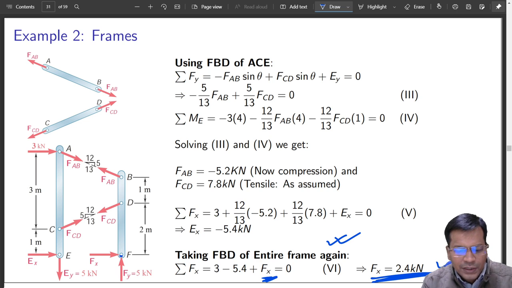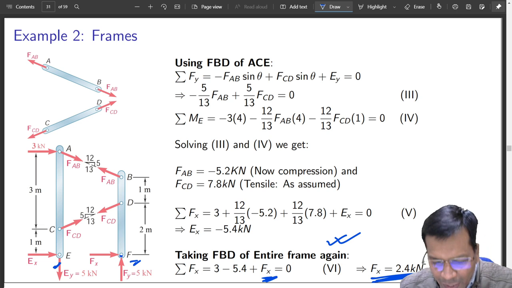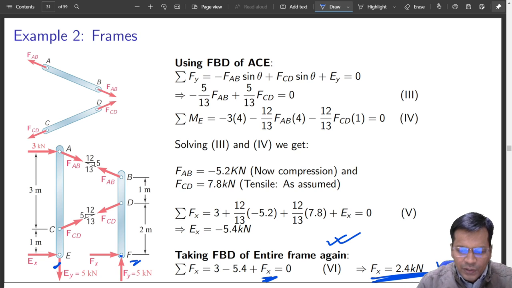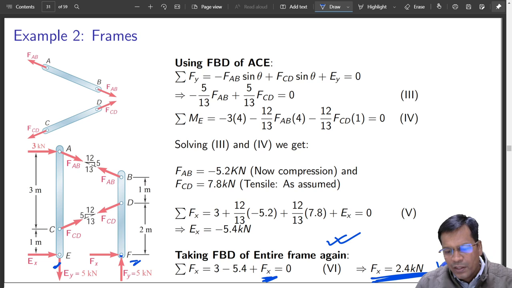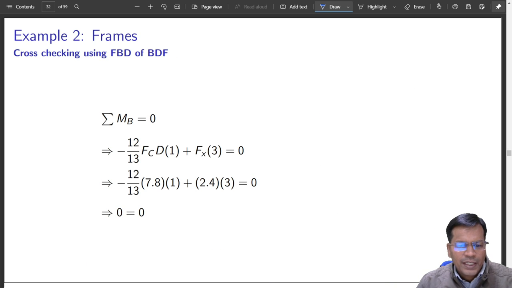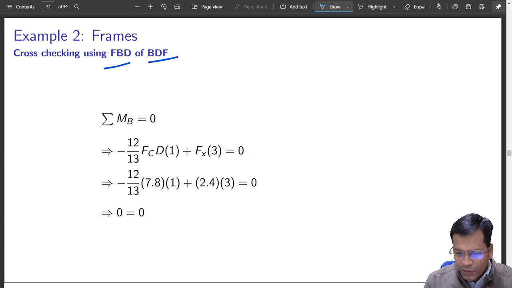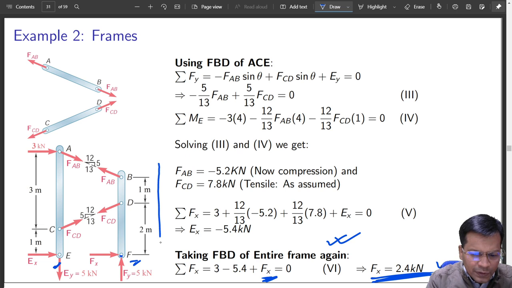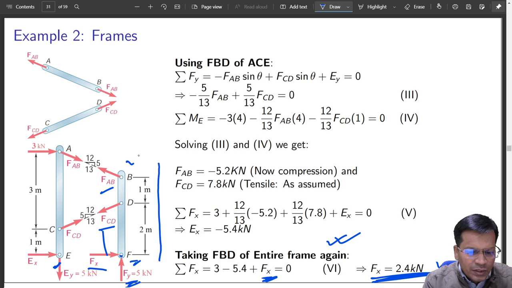So although this was an over constrained system, pinned at both the joints, it was solvable, is it not? Yes. So it is not always that if it is over constrained you cannot solve it. Using some internal member force balance you can sometimes find it out. Now, cross check with the free body diagram on BDF. BDF is a member on which I know all the forces. I know FCD, I know FAB, I know FX, FY is also known. That means forces on this member are 100% known. So now I can use this as a check to verify whether those values were correct or not.